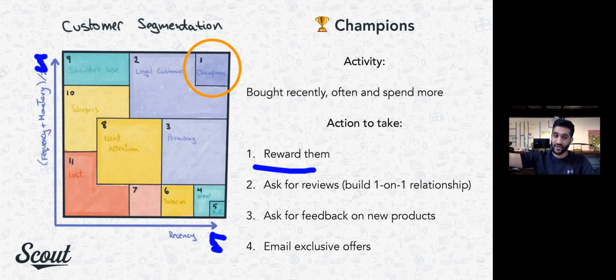If you have 10,000 customers and of those 10,000, you have 50 customers that are the highest spenders, there's no reason why you don't have a one-on-one relationship with all 50 of those customers. 50 is not that big of a number.